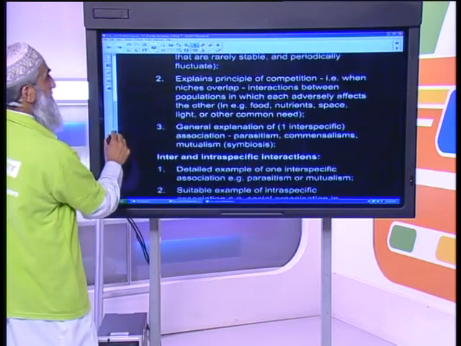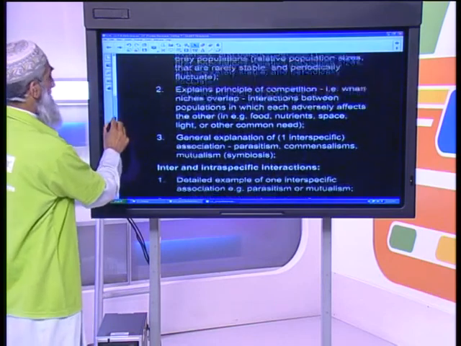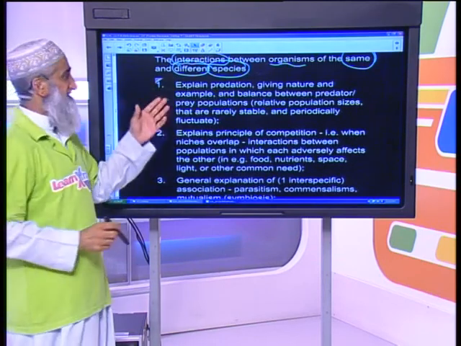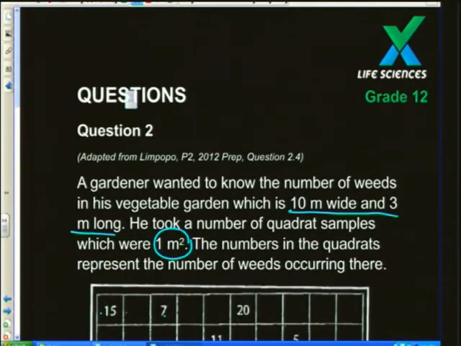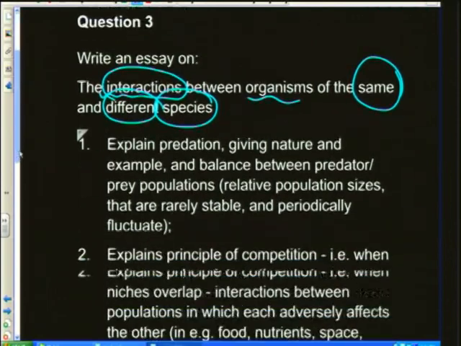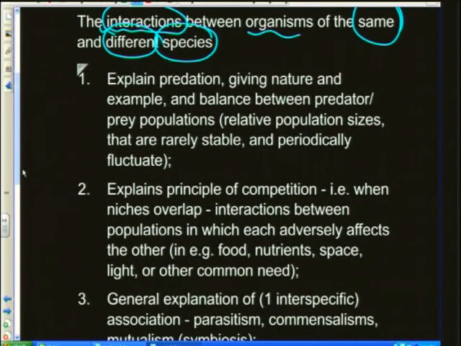And what do you need to do? First of all, you need to explain things like predation. You're going to give the nature of predation. What is predation? You'll give an example and you'll go further. And I'm not going anywhere further at the moment.